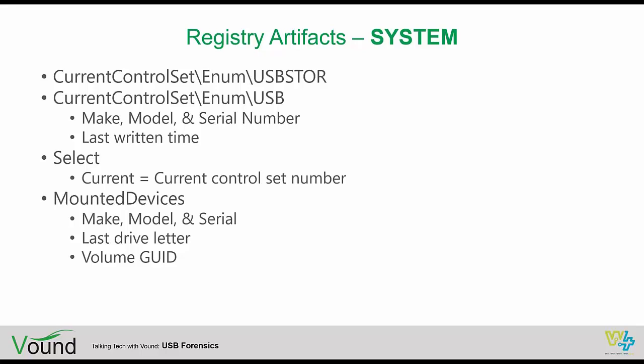Then we have the mounted devices key. This will be able to also get you the make, model, serial, and the last drive letter used, and the volume GUID. This is really important because it will allow you to link this flash drive to recently used files. You're going to need that GUID and that drive letter.